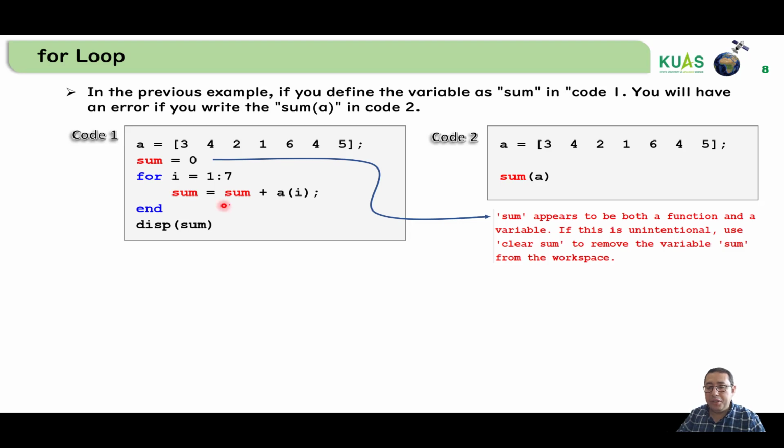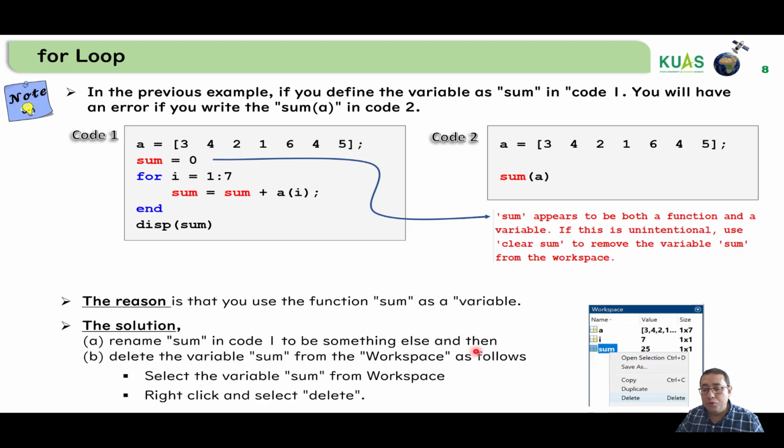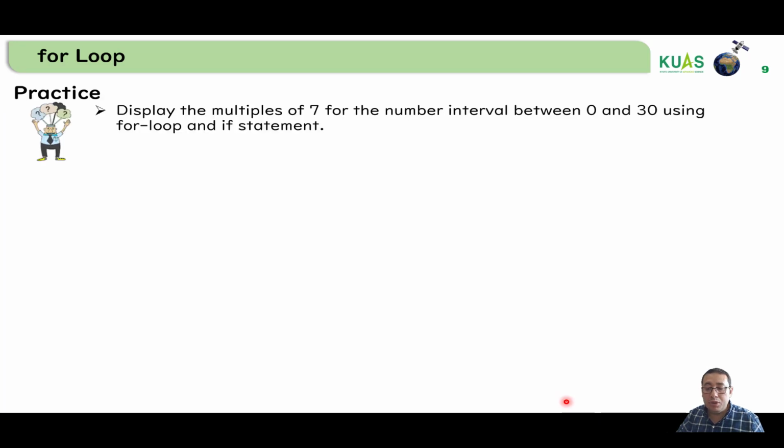For example, this will cause an error if we try to use the sum function, because we used sum as a variable name, and how to overcome that and how to delete the variables. And this is a question about showing the 7 multiplication. Let me show the remainder value.